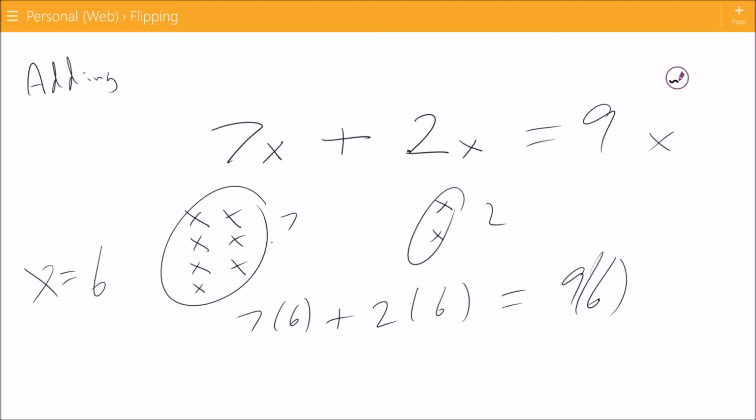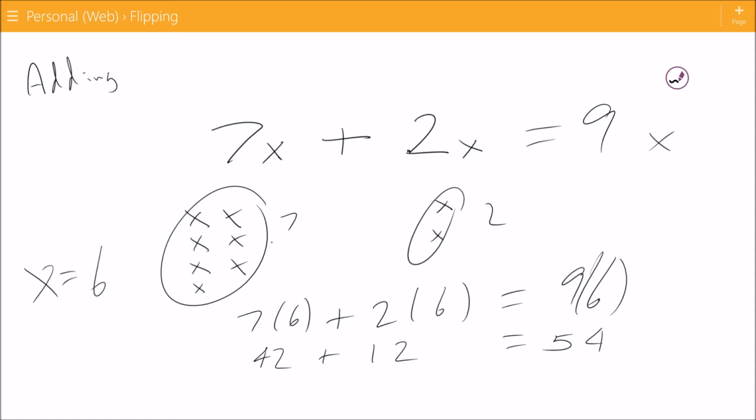7 times 6 is what? 42. And 2 times 6, well, that's 12. 9 times 6 is 54. 42 plus 12 equals 54. That checks, that works, therefore it holds true.